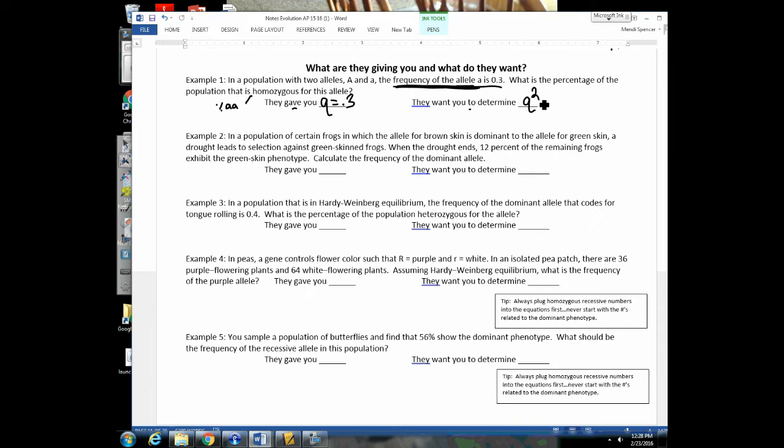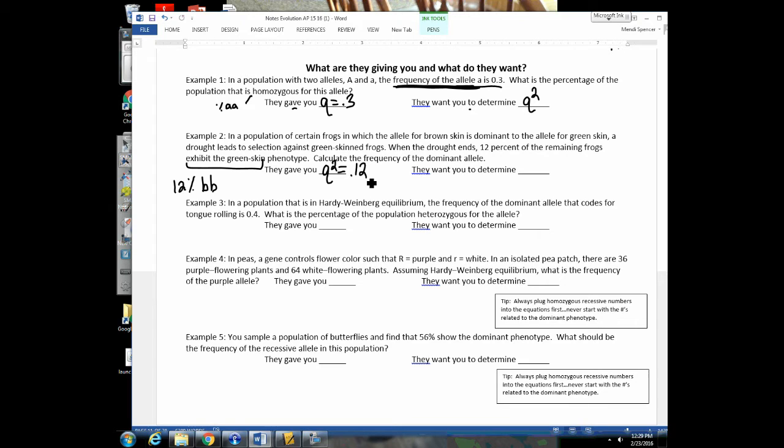Example 2, in a population of certain frogs in which the allele for brown skin is dominant to the allele for green skin, a drought leads to selection against the green-skinned frogs. Only 12% of the remaining frogs are green skinned. So that means that only 12% of our frogs are going to have that recessive genotype. So let's say little b, which codes for green skin. They gave you in this situation the percent of the population that is homozygous recessive. They gave you Q squared, and they're saying Q squared equals 0.12.